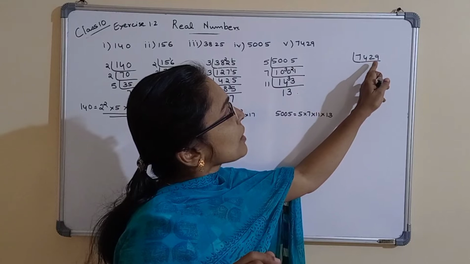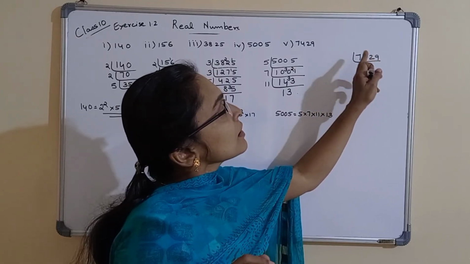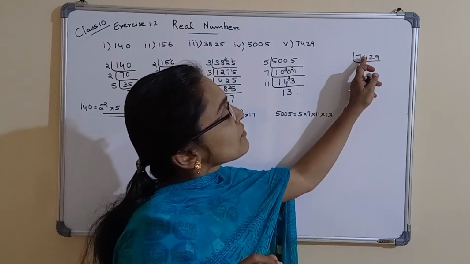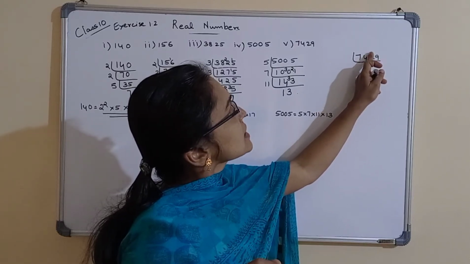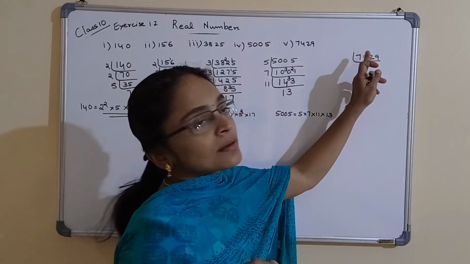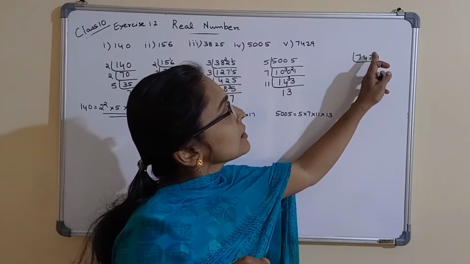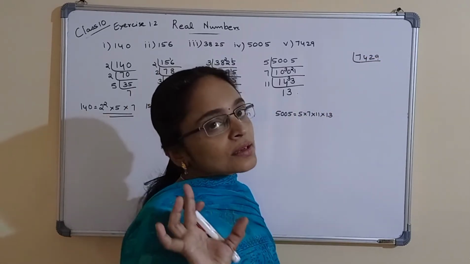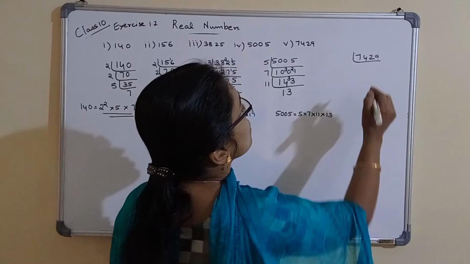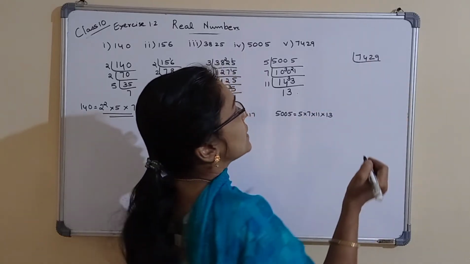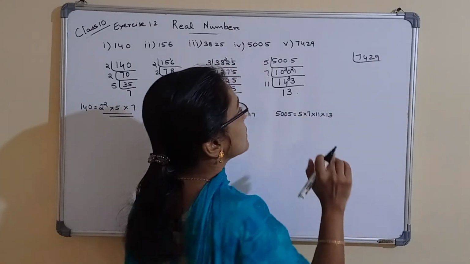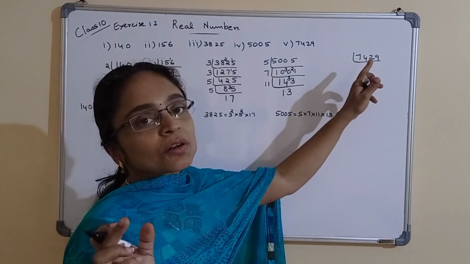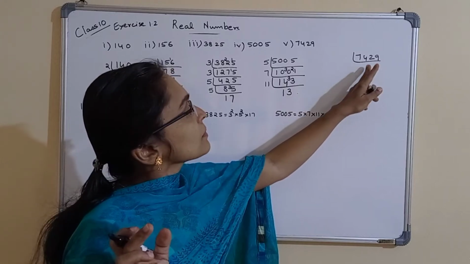Then 8 is not a prime number. 9 not a prime number. 10. Then 11. Is 11 a factor? No. Because 74 divided by 11 is 66. Then 8 remainder. Then 77. Then 5 remainder. 59. It is not divisible by 11. Then is 13 a factor? 13 is also not a factor. Then 15 is not a prime number.